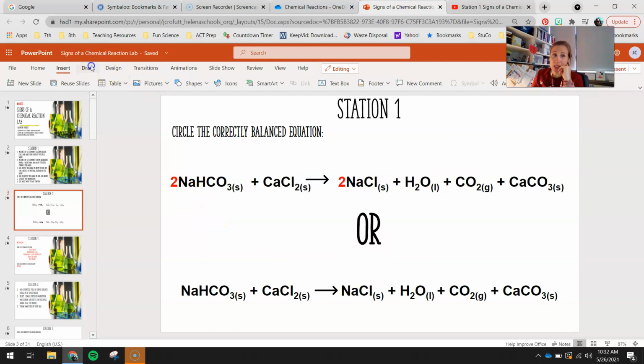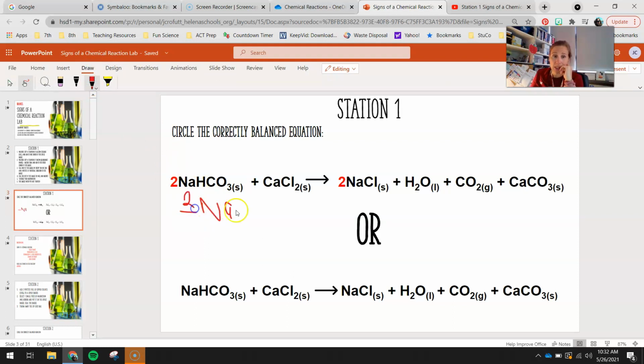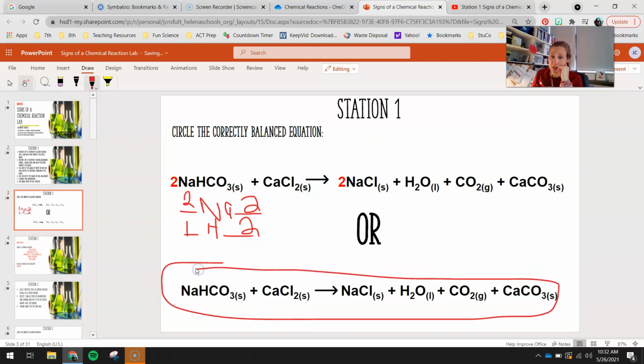You guys can use your draw tool to kind of do a little count and say, all right, this side we had 2 sodiums, and then you can draw a line after the sodium, and that could be your reactants. This side I have 2. Okay, this side I have 1 hydrogen over here, and then 2 over here. So that right there should tell you guys that this first one probably isn't balanced, but double check the second one just to make sure. If it is in fact balanced, you guys will need to circle that.